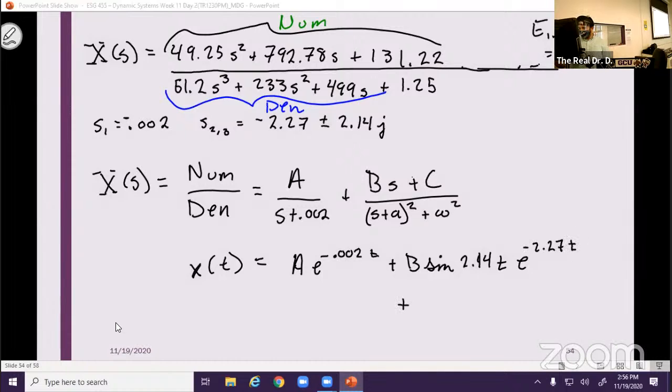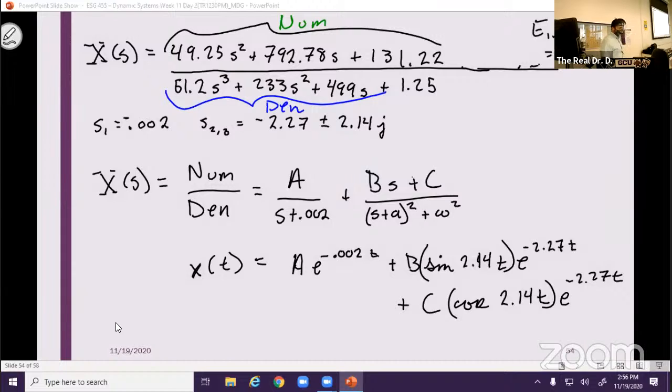Where is Dr. D grabbing these numbers from? Is he making them up? Remember, when you look at the roots, the real part gives you the exponential, and the imaginary part gives you the frequency. So we should get something that looks like this. I might have messed up B and C in terms of which one goes with sine and which one goes with cosine. In fact, I probably did mess that up. But that's how we do it, right?